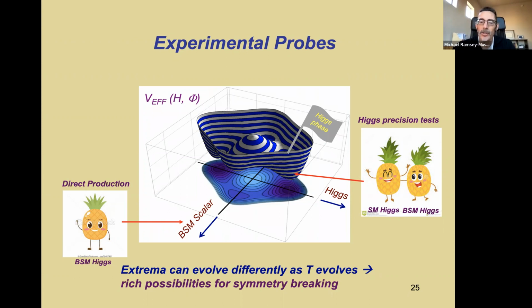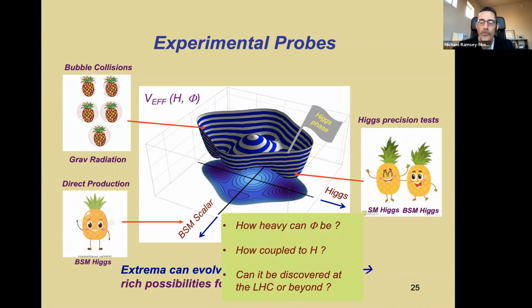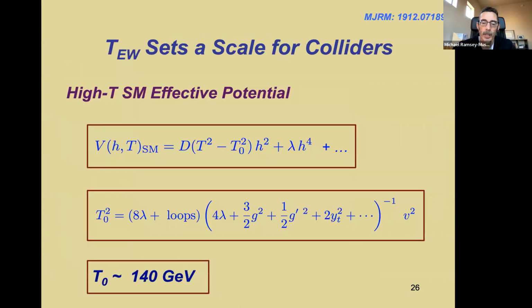And then the third is the astrophysical probe of taking the information we might glean from hopefully an observation of a gravitational wave signal in next generation experiments. So again, for purposes of our discussion, the questions you might ask are, how heavy can phi be? How does it couple to the Higgs? And can it be discovered in a collider experiment coupled with gravitational wave probes?